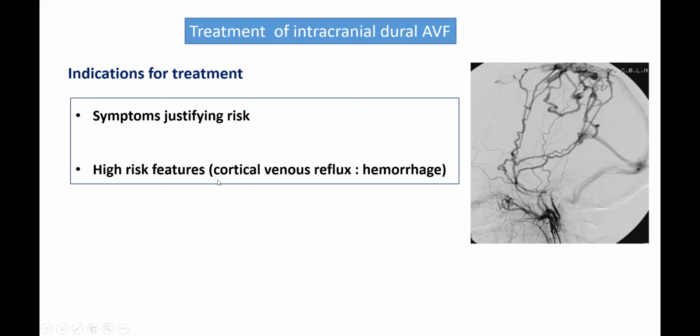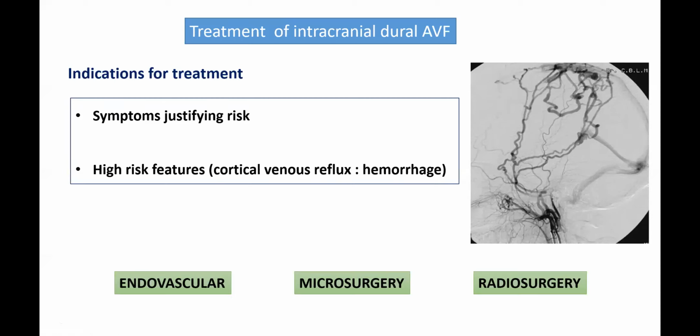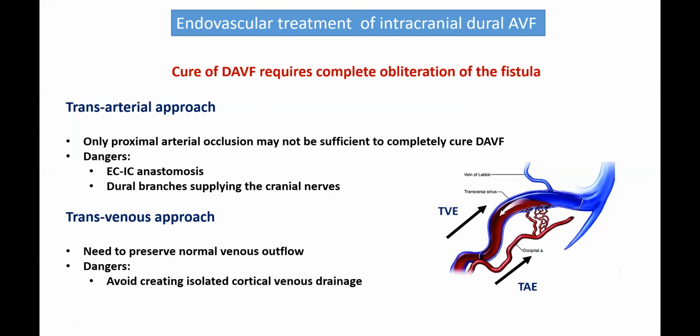But if the dural AVF is aggressive, with high risk features, mainly cortical venous drainage, which can present with hemorrhage, we need to treat such aggressive type of dural AVF. So the treatment is endovascular, microsurgery, and radiosurgery. I'll be focusing on the endovascular modality of treatment. The treatment of dural AVF is complete obliteration of the fistula. If we only obliterate one of the feeders, it doesn't treat the fistula completely. I'll talk about that in later slides.